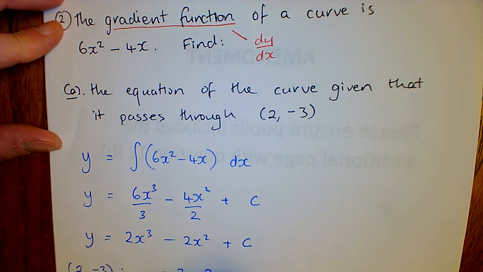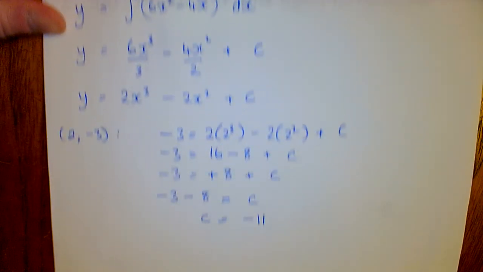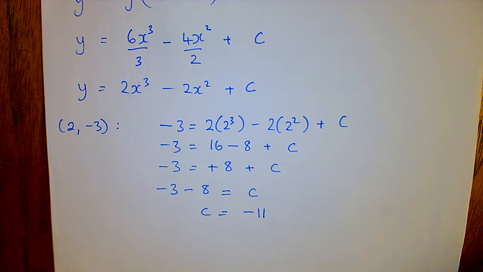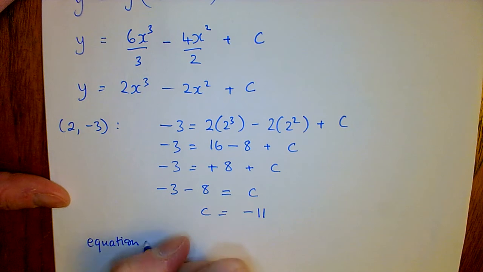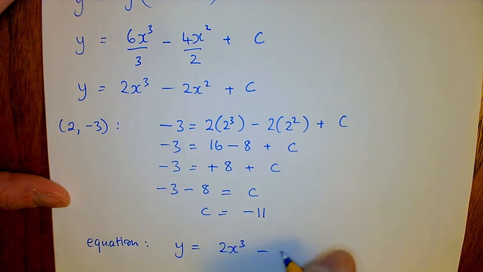So our y is minus 3, and that's 2 times 2 cubed minus 2 times 2 squared plus c. So that's 8 times 2 is 16, 4 times 2 there, so we get 8. So we get plus 8. When we bring it over, it becomes a minus. So weirdly enough we get c is minus 11 again. Now it's not always minus 11, it just happens to be in these two questions that it's both minus 11. So therefore our equation is y equals 2x cubed minus 2x squared minus 11.